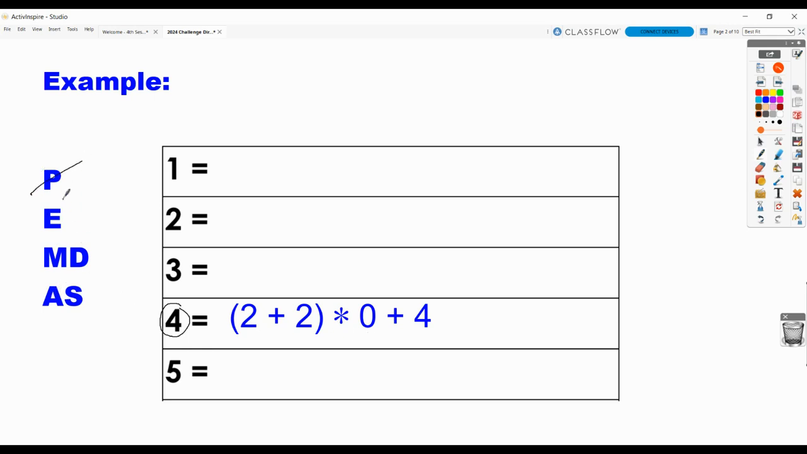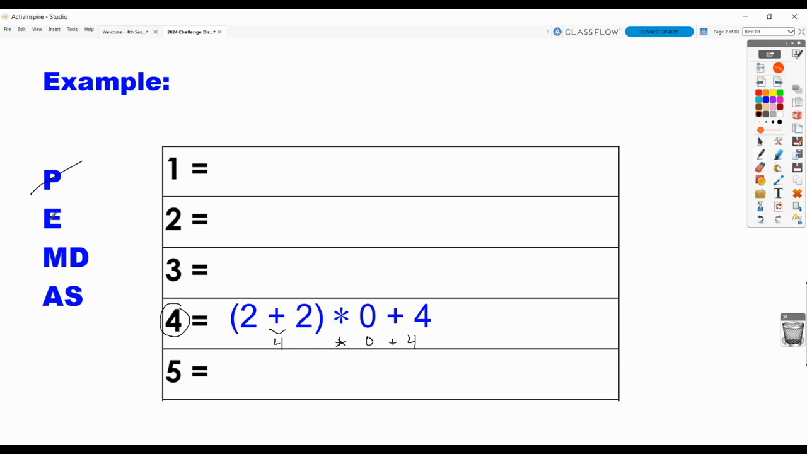The P stands for parentheses. Notice I have parentheses right here at the start of my expression. That's where I have to start. 2 plus 2 gives me 4. And then I'm simply going to copy down the rest of that expression. That symbol right there is another way of showing multiplication. You could also use a multiplication dot, but we tend to get away from an x as multiplication as students get older.